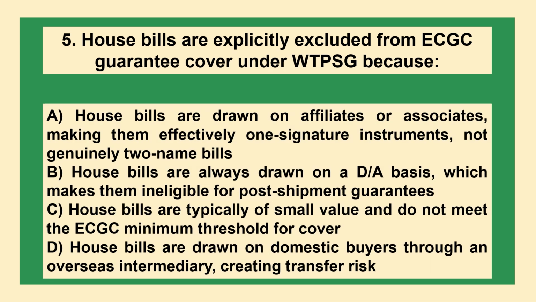House bills are explicitly excluded from ECGC guarantee cover under WTPSG because option A, house bills are drawn on affiliates or associates, making them effectively one-signature instruments, not genuinely two-name bills. B, house bills are always drawn on a D/A basis, which makes them ineligible for post-shipment guarantees. C, house bills are typically for small value and do not meet the ECGC minimum threshold for paper. D, house bills are drawn on domestic buyers through an overseas intermediary, creating transfer risk.